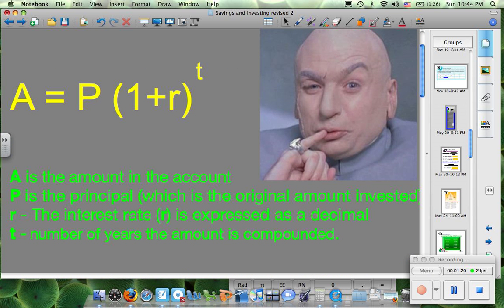A is the amount that you'll end up with. P is the principal, the original amount you start with. R is the interest rate, as always, expressed as a decimal, not as a percentage. And T is the number of years that the investment amount is compounded.